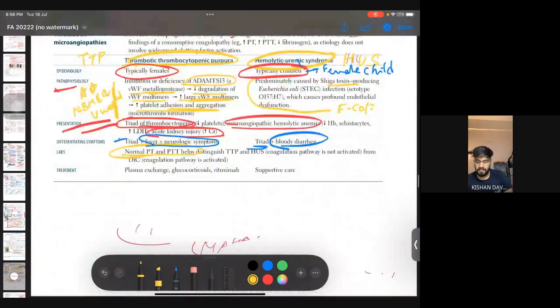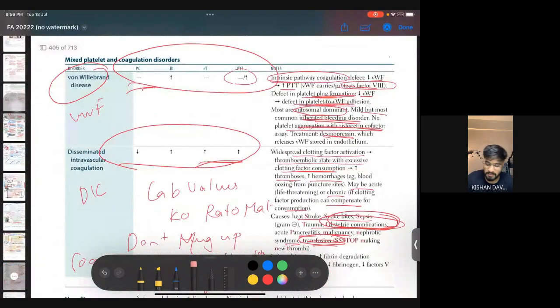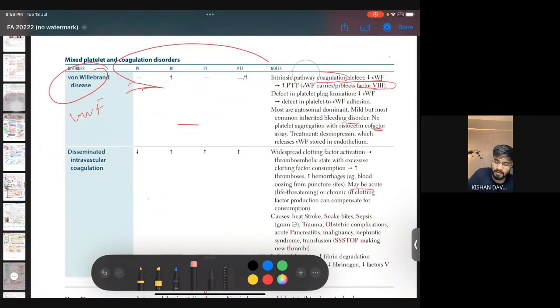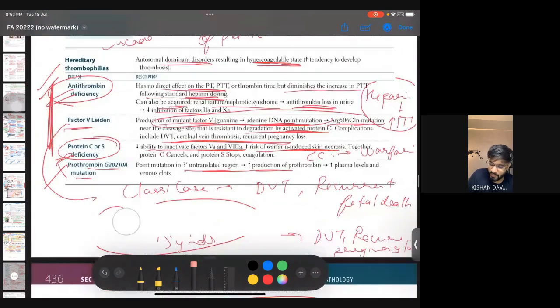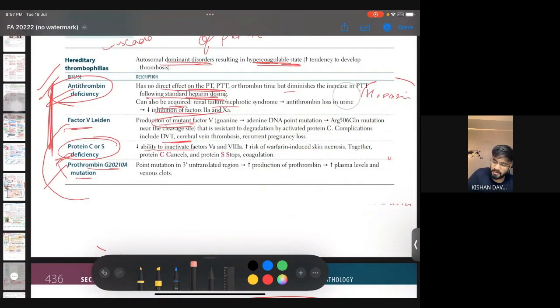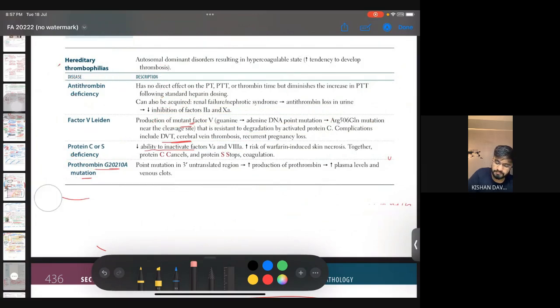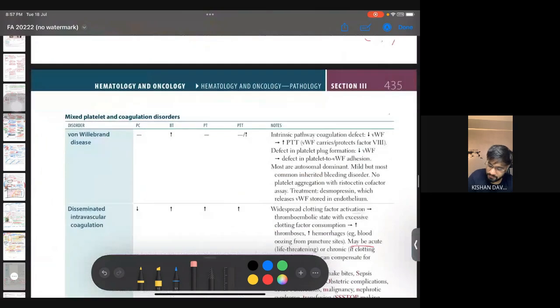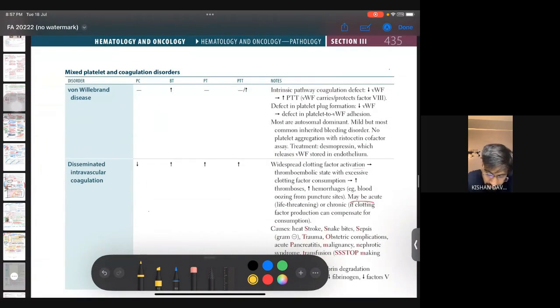Okay, moving ahead. Yeah, this page is also important because they are talking about the most important condition, that is DIC and VWF. Okay, along with this, small one liners are also important. So let's just see. Mark this page as important too. All right, let's just start what they have given here. VWF and DIC.